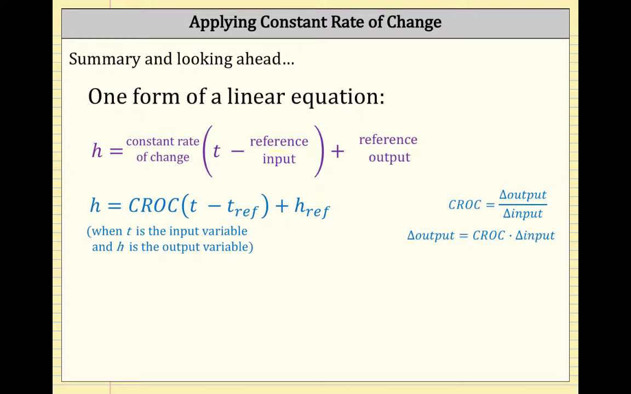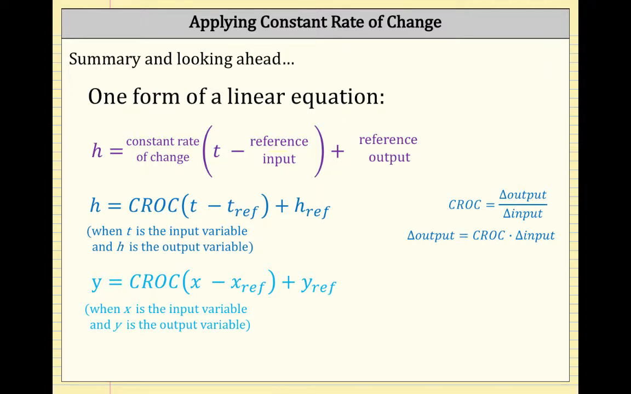How would this look if we were using y's and x's? Y is typically the output and x is typically the input. So y would be equal to the constant rate of change times the quantity x minus x ref plus y ref. And again, here x is the input variable and y is the output variable.